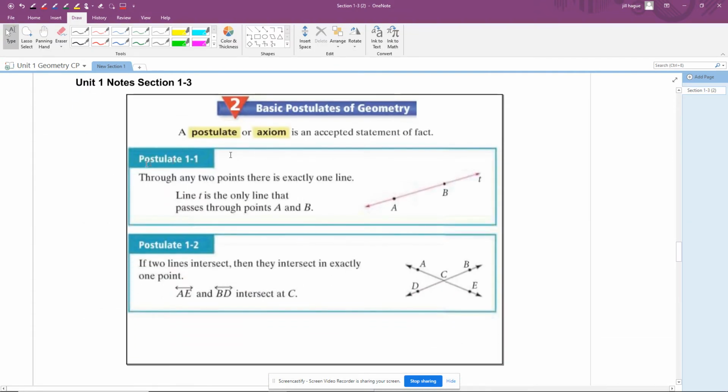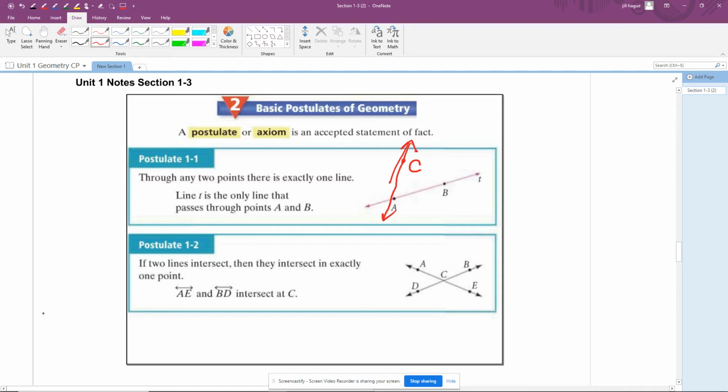All right. So a couple of other words that we probably didn't know, but a postulate or an axiom is an accepted statement or fact, right? It's something that we don't have to prove in geometry. Everyone accepts that it's true. Okay, so postulate 1 is, through any 2 points, there's exactly 1 line. Okay, so it doesn't matter if it's those 2 points or if it's this point up here between points A and C, there is exactly 1 line.